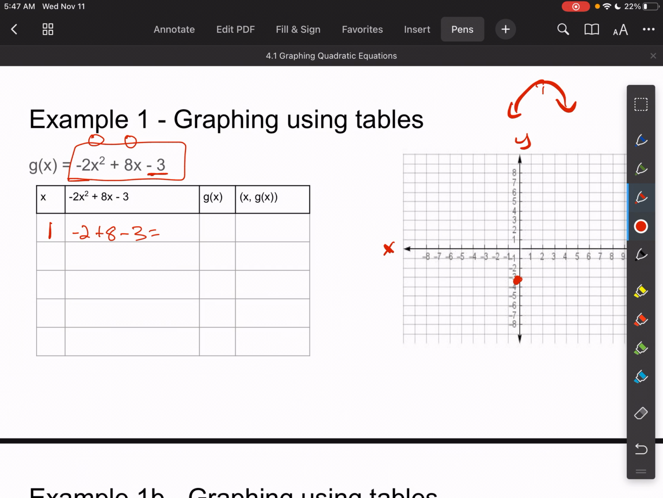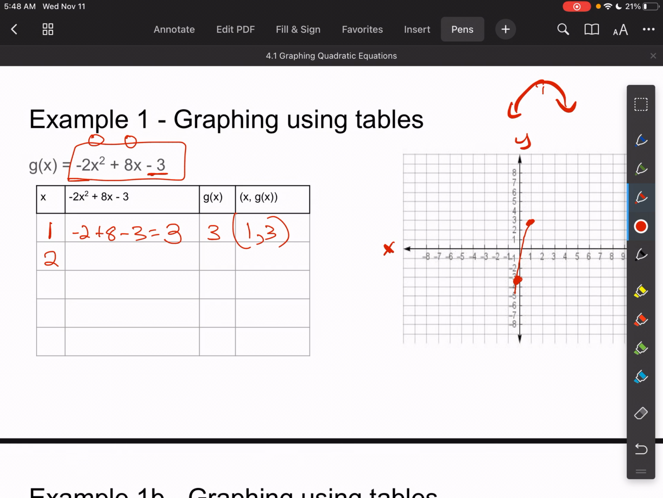Negative 2 plus 8 is 6. 6 minus 3 is 3. All right, so this is 3. I apologize for the mistake. So at 1, 3, we have a point. Okay, so let's see what happens here. This is opening down. I'm guessing it's going to be doing something like this, and probably getting steeper as we go into the negative, but let's just try a 2 just to see what happens as we keep going up.